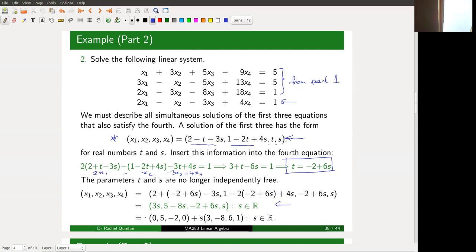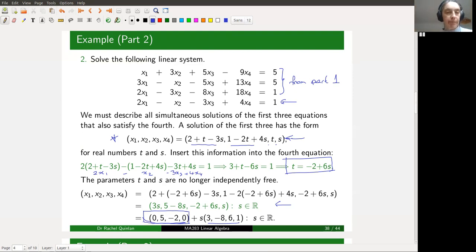So we're saying that every solution of these 4 equations is a point in 4-dimensional space that can be reached by starting with 0, 5, minus 2, 0, which is a solution of all 4 of those, you can check, and adding any multiple of the vector 3, minus 8, 6, 1. So essentially we're saying we can start at this point, 0, 5, minus 2, 0, and travel up and down the line whose direction is given by this vector. And every point along that line will give us a simultaneous solution of these 4 equations, and every such simultaneous solution has coordinates which represent a point on that line.